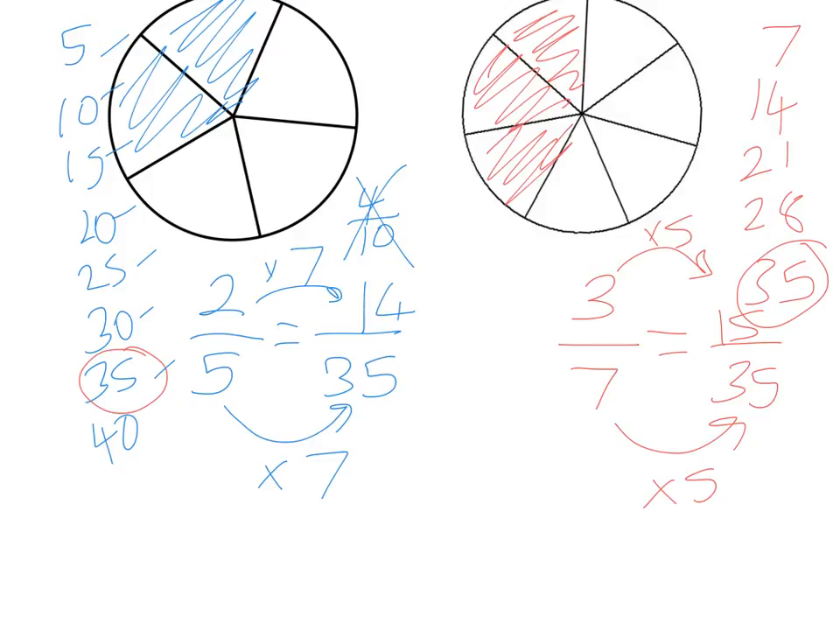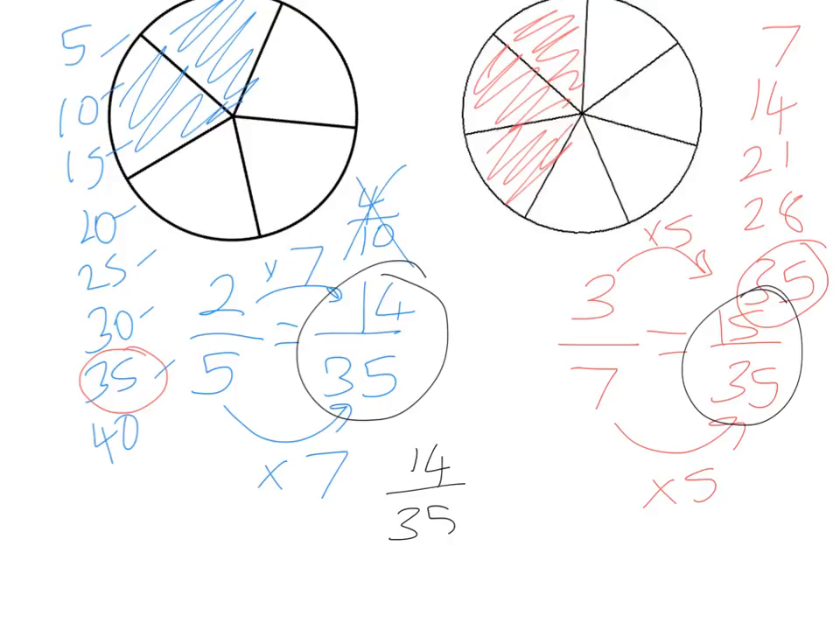So what you've got now is 14 out of 35 or 15 out of 35, and hopefully you can see because they've got the same denominator, we're just comparing the numerators. Well, 15 is clearly bigger than 14, but as we can see it's only a really small amount bigger, which is why it was probably hard to see on the diagram. But I am able to write now that 14 out of 35 is smaller than 15 out of 35.